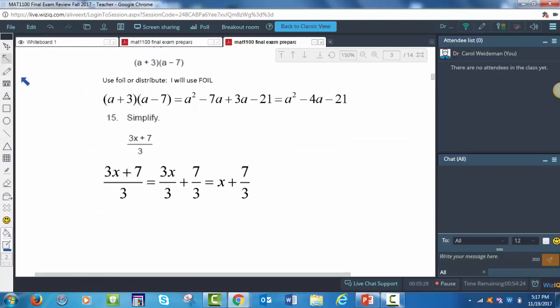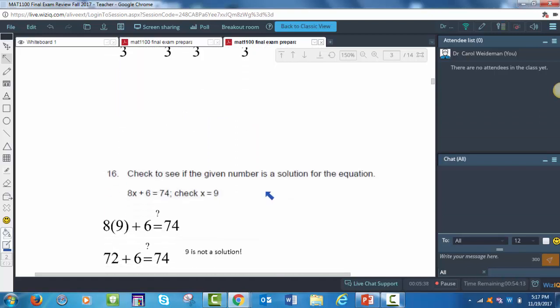I'm going to break this into two fractions, 3x over 3 plus 7 over 3. I can simplify the first expression to simply x, so my answer is x plus 7 over 3.